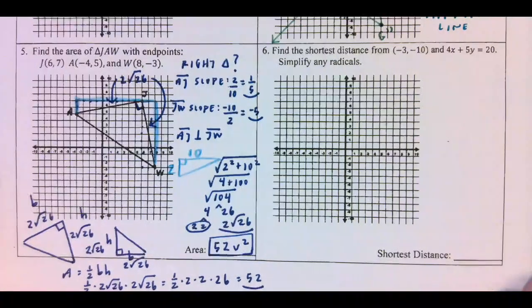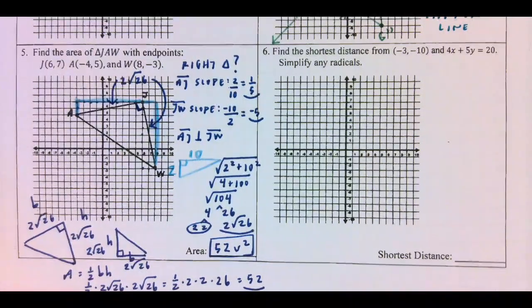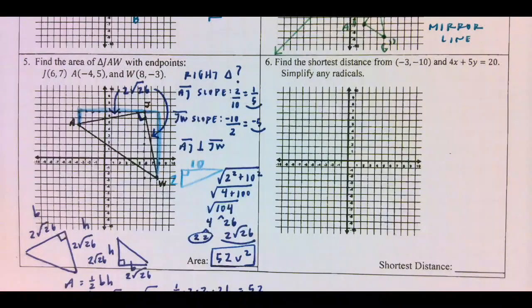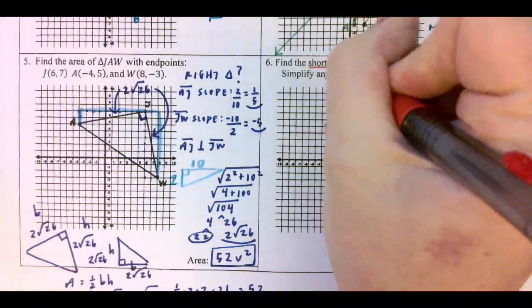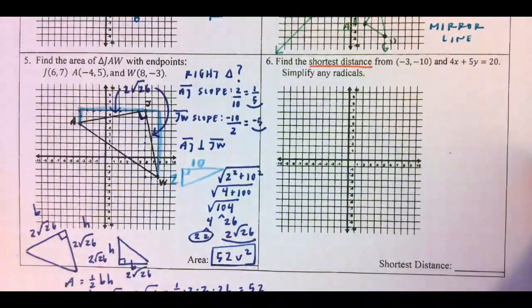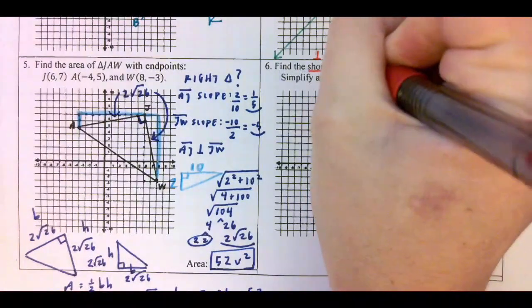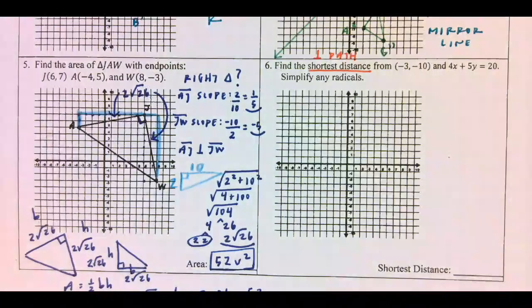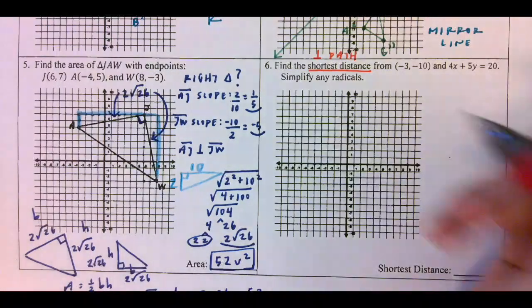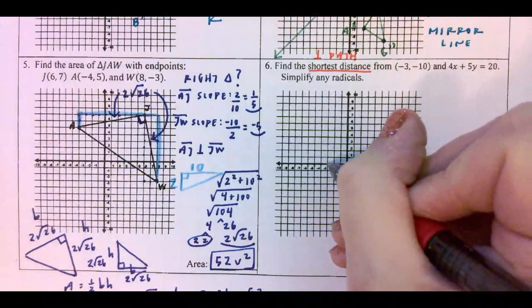All right, last problem. Find the shortest distance from a point to a line. The shortest distance is always going to be the perpendicular pathway. So I have to make sure I can first plot the point: -3, -10.